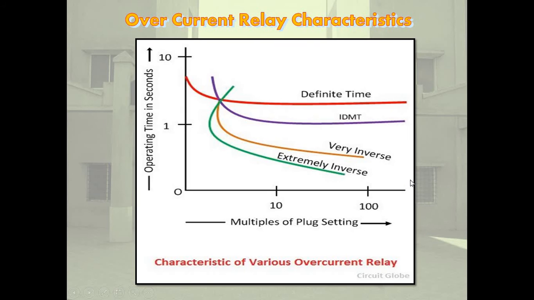Instantaneous relays are relays in which there is no intentional time delay to produce the operating force. The operating time is constant irrespective of the magnitude of the current. The time of operation of such a relay is 0.01 second. Here, this is the operating time in seconds, 1 to 10, and this is a multiple of the plug setting, like 10 to 100. Plug setting is nothing but a current value, current setting.